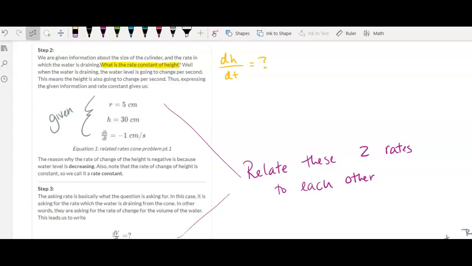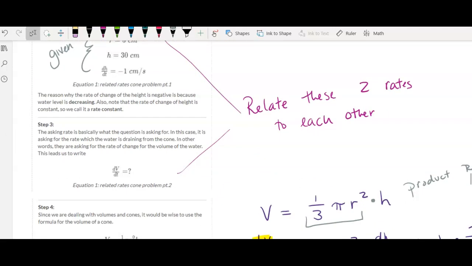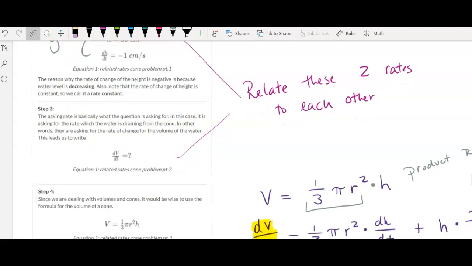What is the rate of change of height? So dH/dt. Well, the height they told us was changing at a rate of 1 centimeter per second. What they're asking is basically what the question is asking for. In this case, it is asking for the rate at which the water is draining from the cone. In other words, they are asking for the rate of change of the volume of the water. So we're looking for dV/dt.